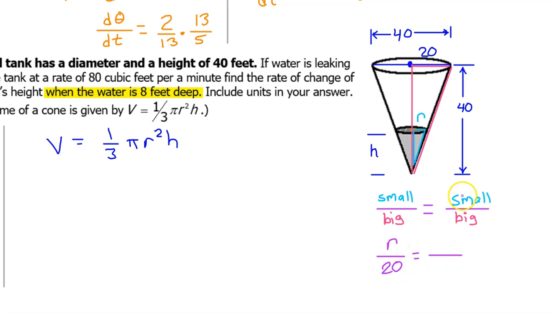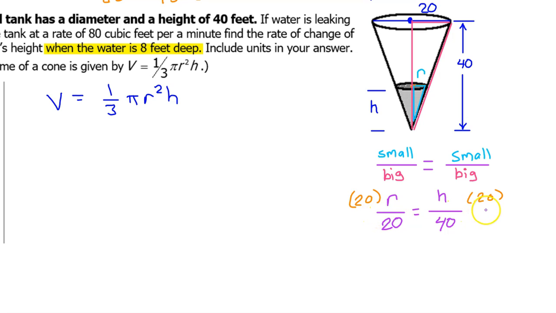Now we need a different length on the small triangle, and let's use h, right? The h is the vertical part of the small triangle, and that corresponds to the 40, the vertical height of the big triangle. So r over 20 equals h over 40. Multiplying both sides by 20, we get r is equal to 20 over 40, that's 1/2. So r is equal to 1/2 h. So we can substitute this expression in for r. So instead of r, let's put 1/2 h.